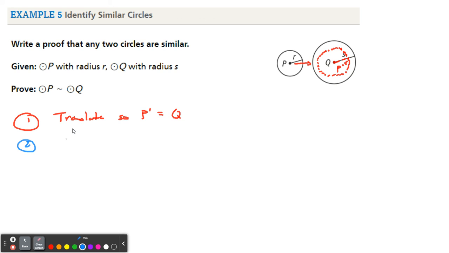And then step two, this is just a dilation. So now we're going to dilate circle P prime by a scale factor of, and again, we need to make this circle bigger. So we take the bigger dimension, which, since we only have the radii, means we take the bigger radius S and divide it by the smaller radius R. This will be a number bigger than 1. This will make our circle grow. And again, we're going to do it by a scale factor of S over R, about P prime. And what that's going to do is make this radius R grow. It's going to then make our circle become this big, and we will be on top of the original circle.